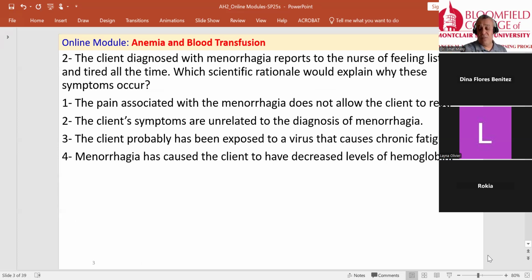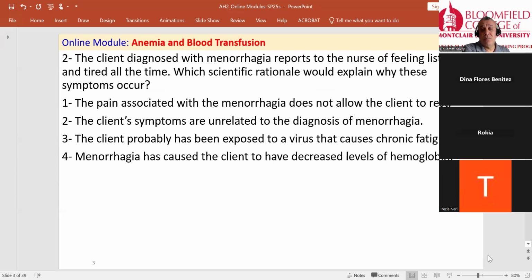Number 2. The client diagnosed with menorrhagia reports to the nurse of feeling weak and tired all the time. Which scientific rationales would explain why these symptoms occur? Menorrhagia means excessive blood loss during menses. So, what would be the answer?